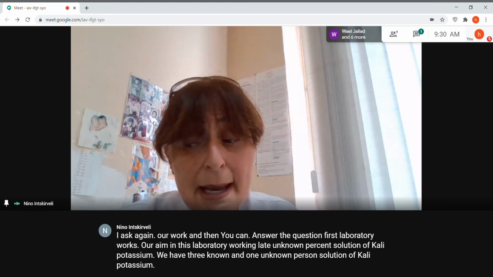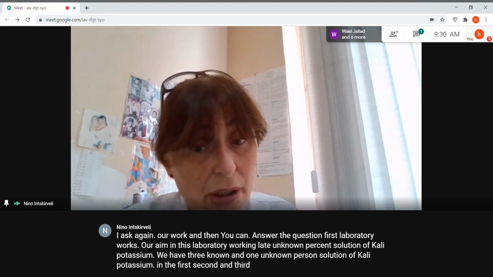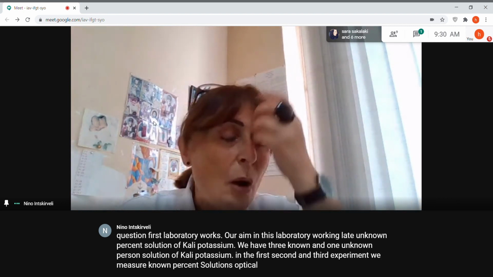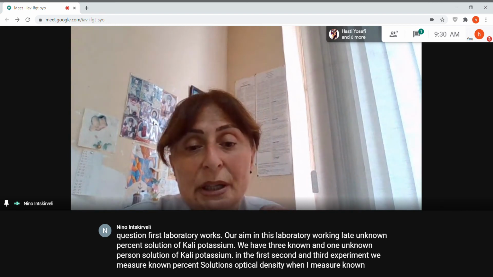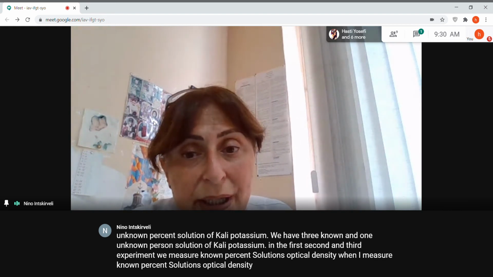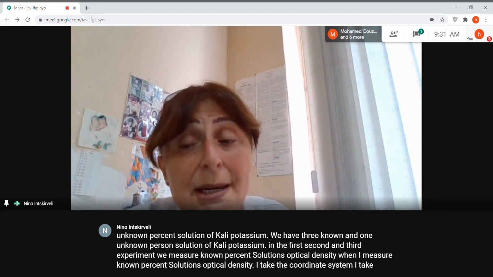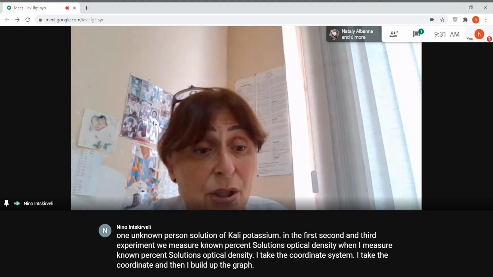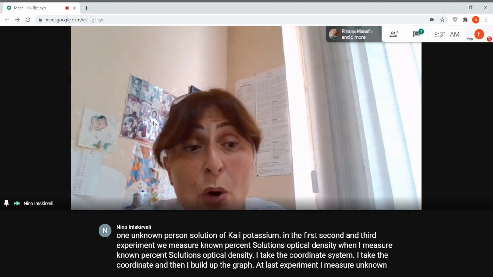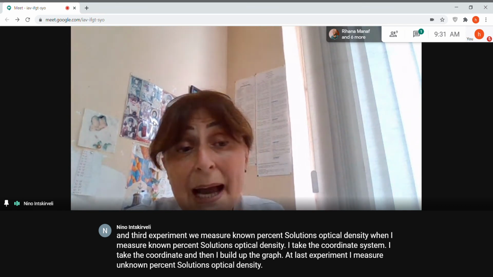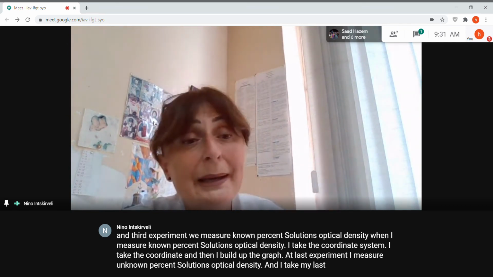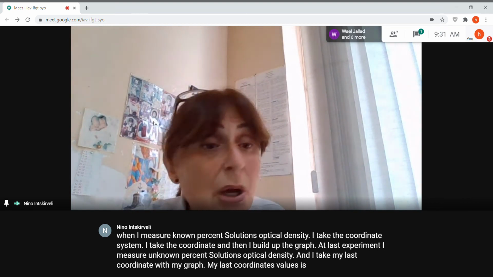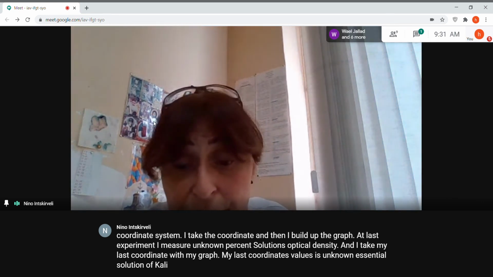In the first, second, and third experiment, we measure known percent solutions' optical density. When I measure known percent solutions' optical density, I take the coordinate system, I take the coordinates, and then I build up the graph. At the last experiment, I measure the unknown percent solution's optical density, and I take my last coordinate with my graph. My last coordinate value is the unknown percent solution of kali potassium. Do you understand or not?